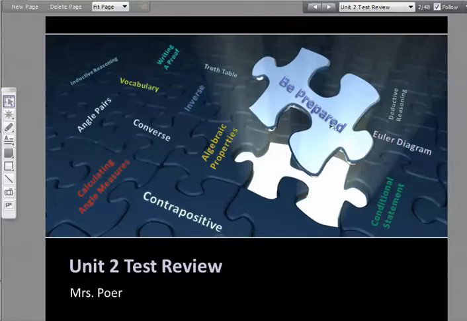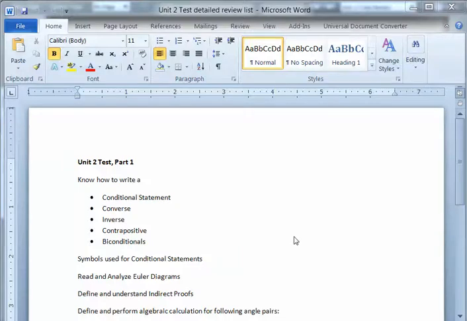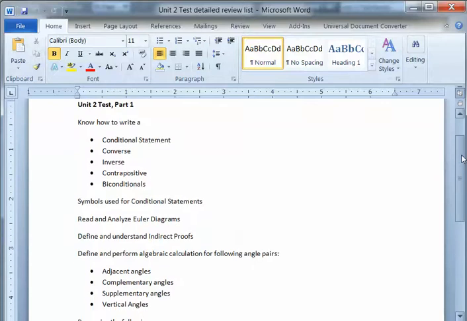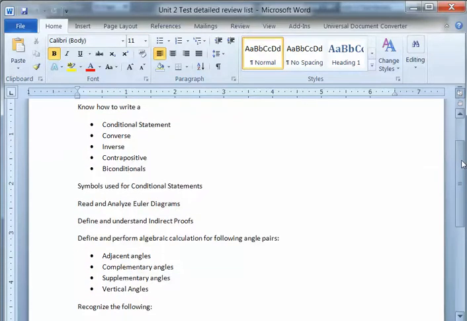Now we're at the end of Unit 2, and you're going to be taking the Unit 2 test Part 1 and 2, and I just thought I would put together a little review for you so you could be better prepared for the test. Before we get too far into the slides, I wanted to show you this right quick. I went through the test, Part 1 and Part 2, and for Part 1, these are some topics that you're going to see on that test.